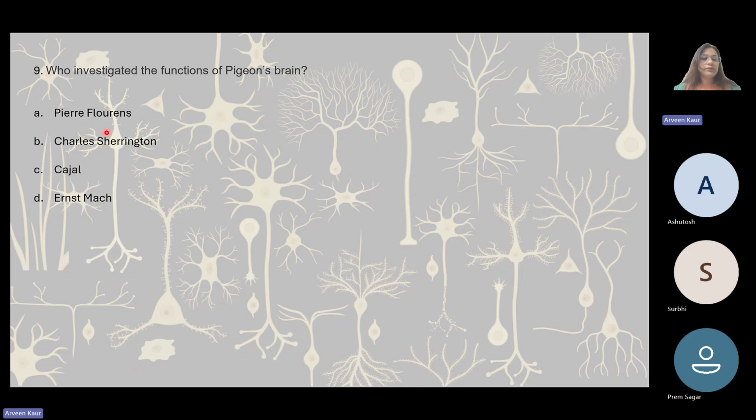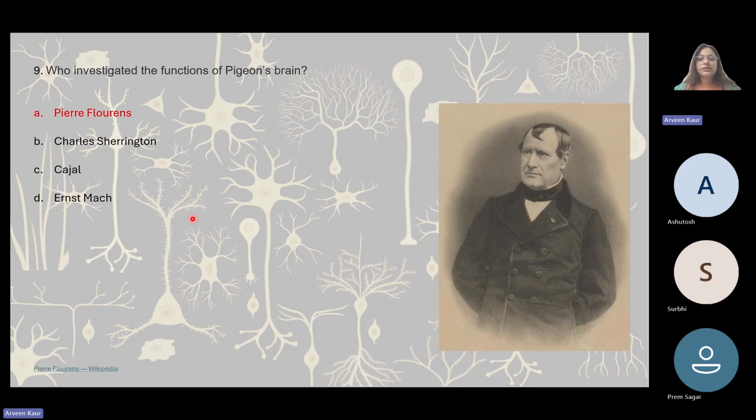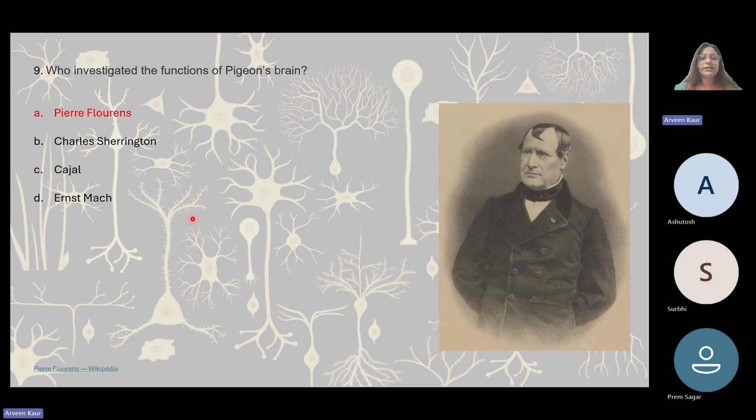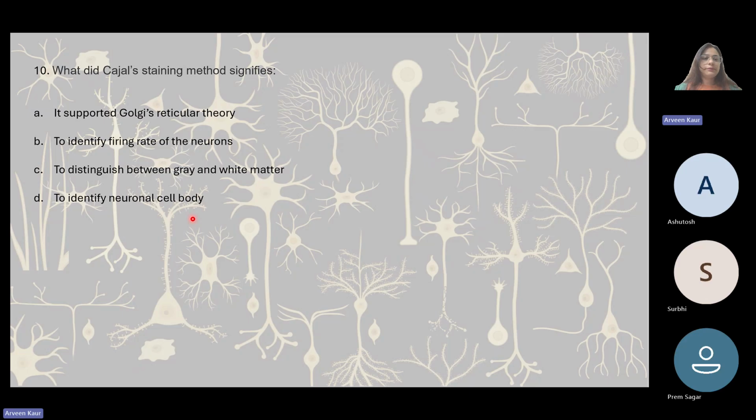So, who investigated the function of the pigeon's brain? Was it Pierre Flourens or Charles Sherrington or Cajal or Ernst Mach? The correct answer over here is Pierre Flourens. He was the one who investigated the functions of the pigeon's brain.